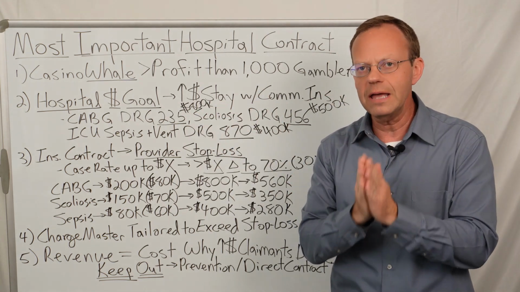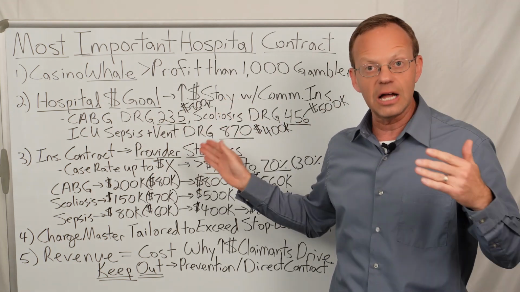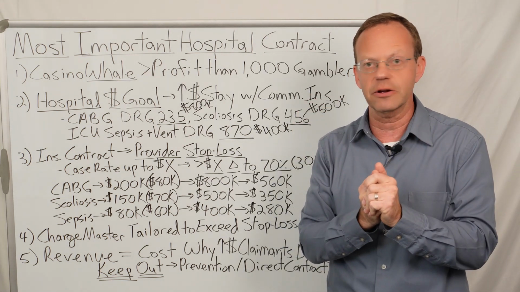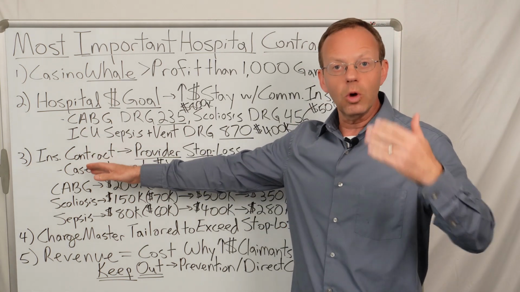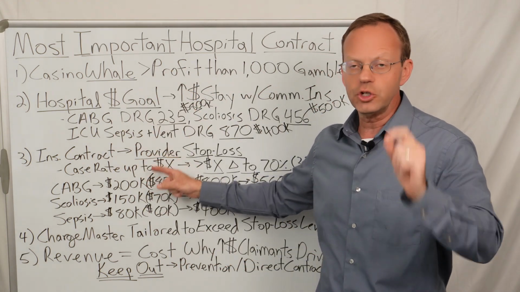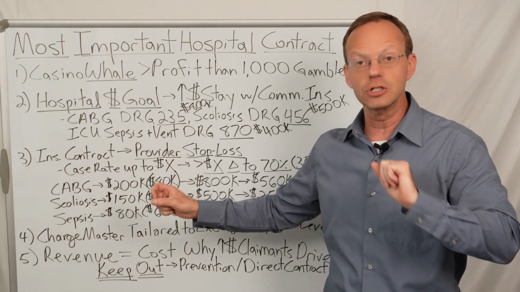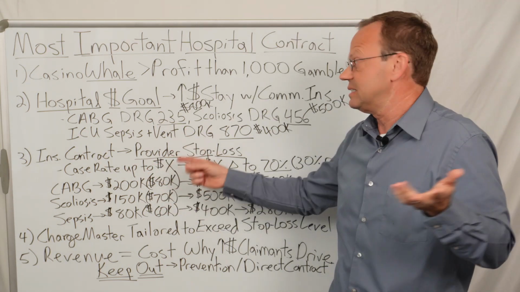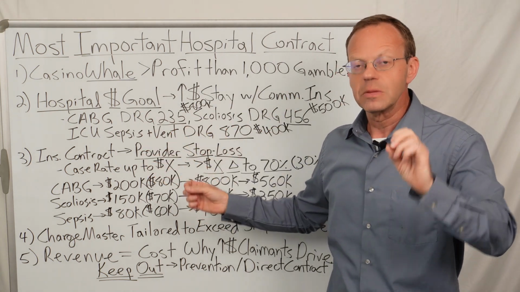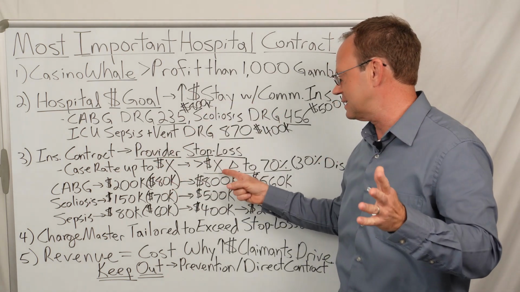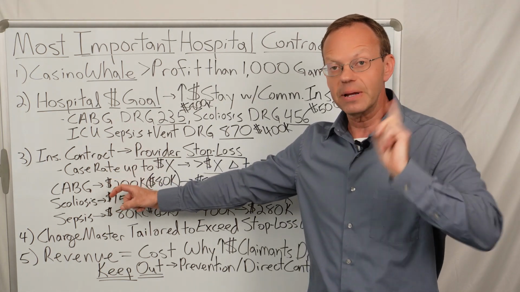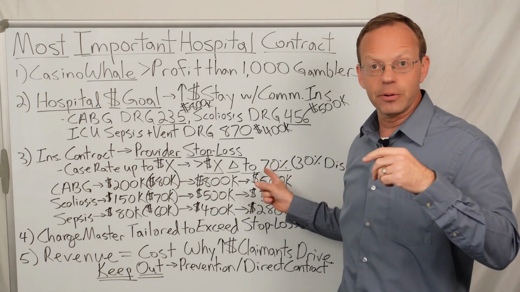Okay, so the way that a provider stop loss contract term works is when the hospital system and the insurance company sit down to negotiate their contract, the hospital says, look, we'll accept a fixed case rate for a CABG or scoliosis or sepsis up to a certain level of billed charges. And we'll call that level of billed charges X. And that level of X is different for the CABG versus the scoliosis versus the sepsis. Okay. However, should the billed charges exceed X, then we, the hospital, are no longer going to be paid a fixed case rate, but instead will be reimbursed 70% of billed charges.